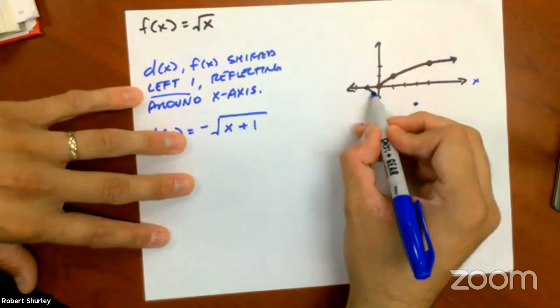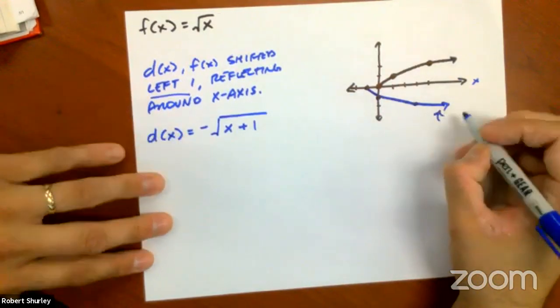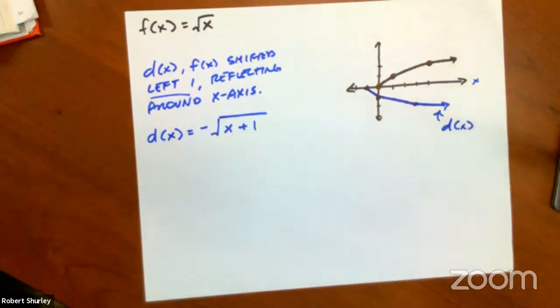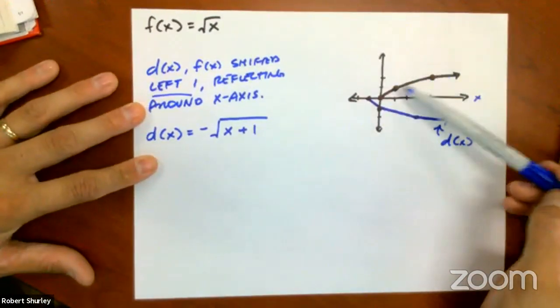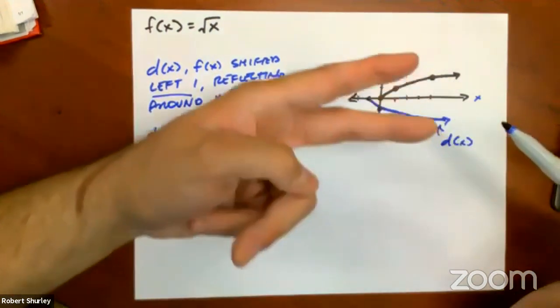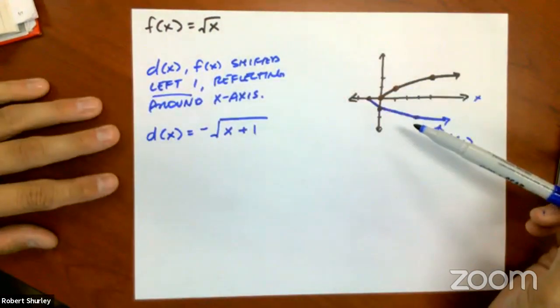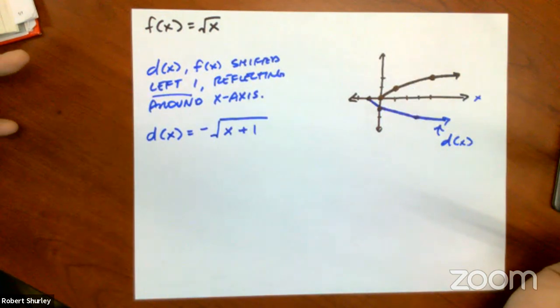And boom. I've got my graph. This is what d of x is. Okay? And notice, just take a quick check here. This graph shifted to the left once, and then I just reflected it, spun it around the x-axis. Okay, and we have the other function we're looking for, d of x.